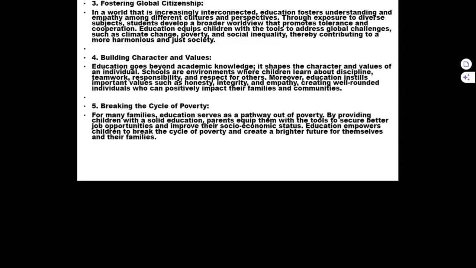Okay? Now, point number 5, breaking the cycle of poverty. For many families, education serves as a pathway out of poverty. By providing children with a solid education, parents equip them with the tools to secure better job opportunities and improve their socio-economic status. Education empowers children to break the cycle of poverty and create a brighter future for themselves and their families. Then point number 6, we address the counter argument.